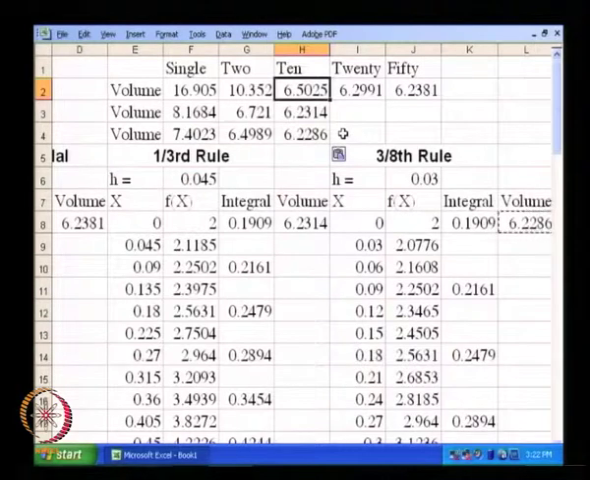For the Simpson's 3/8 rule we will perhaps need something like 15 applications. 15 applications of the Simpson's 3/8 rule require about 45 data points, whereas 20 applications of the Simpson's 1/3 rule require 40 data points. So, that is how the overall effort in this particular case scales.